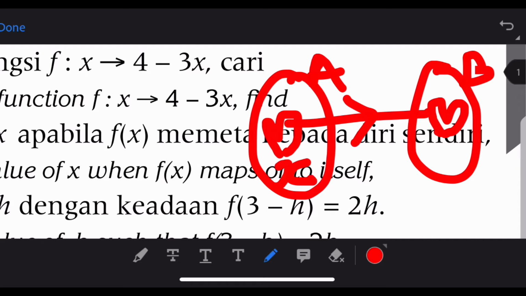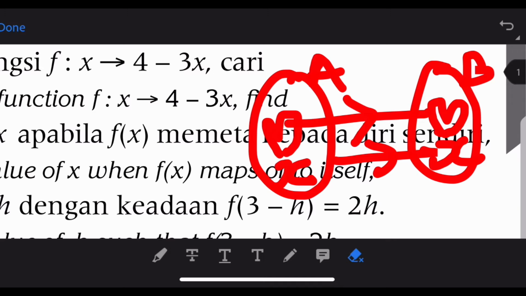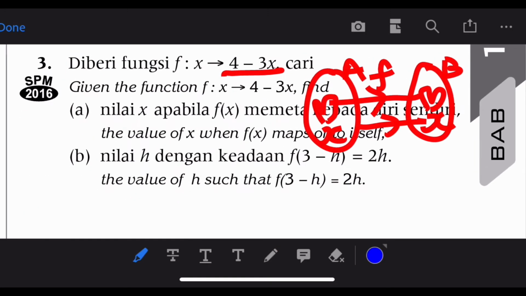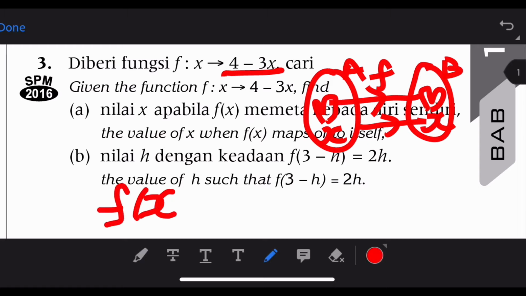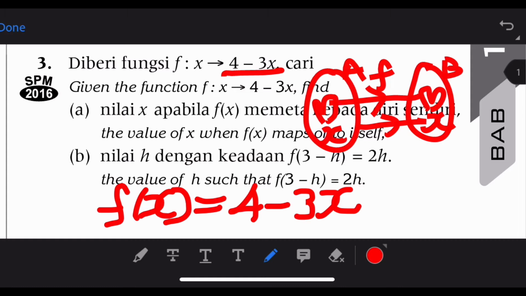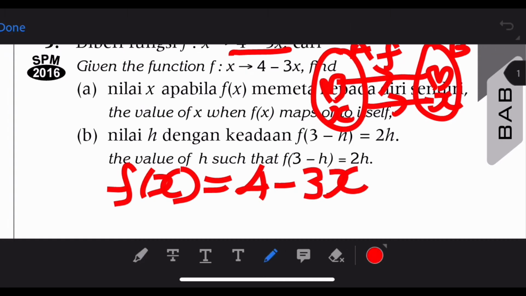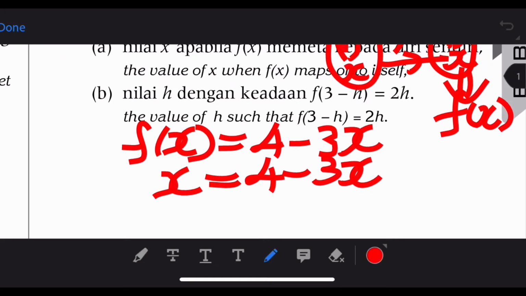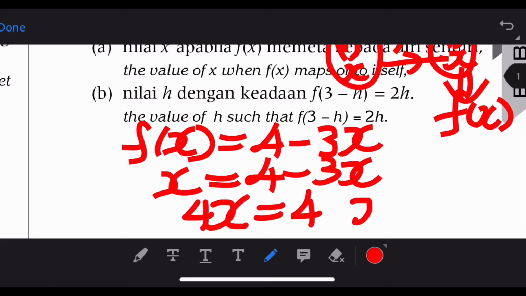This is the object, this is the image. So if this is x, it will map to x, right? We always like to use x. So if you have a function f, let's write down the function. We have the function f(x) equal to 4 minus 3x. Maps onto itself means that f(x), the image, and the object are the same. f(x) equal to x. So you can just substitute like this. That means f(x), which is the image, will be the same as the object. So you just solve it and you get the answer x is 1.